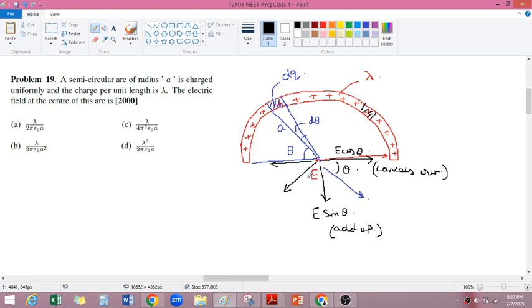Because of this dq, I could have said the electric field is dE. Then this is dE cos theta, this is dE sin theta. Why dE, sir? Because it is a small electric field. In this way at each place I have to get dE sin theta and then I have to add all these things. So if I want the total electric field, what should I do? I have to integrate dE sin theta. From where to where? From 0 to 180 degrees, so that means 0 to pi. That's all.